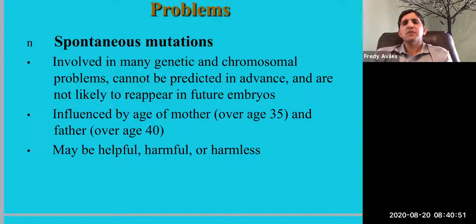Spontaneous mutations are influenced by the age of the mother and also the father. If the mother is over age 35, she's more prone to having spontaneous mutations, or changes in the genetic information, and passing those on to her offspring. For the father, if he is over age 40, then he's more prone to having these alterations, these changes to his genetic information.